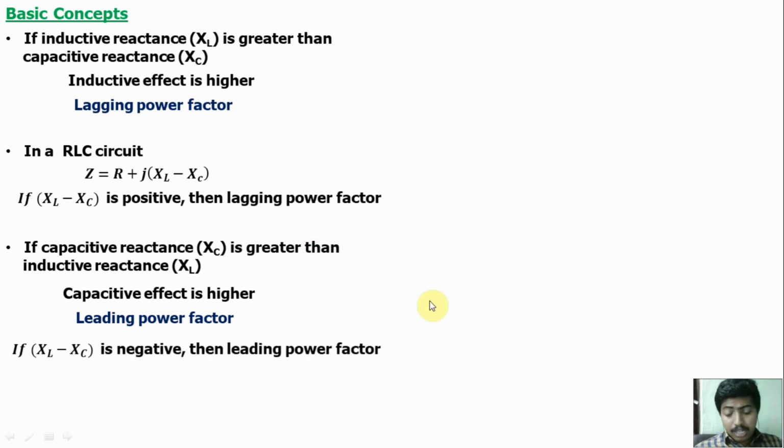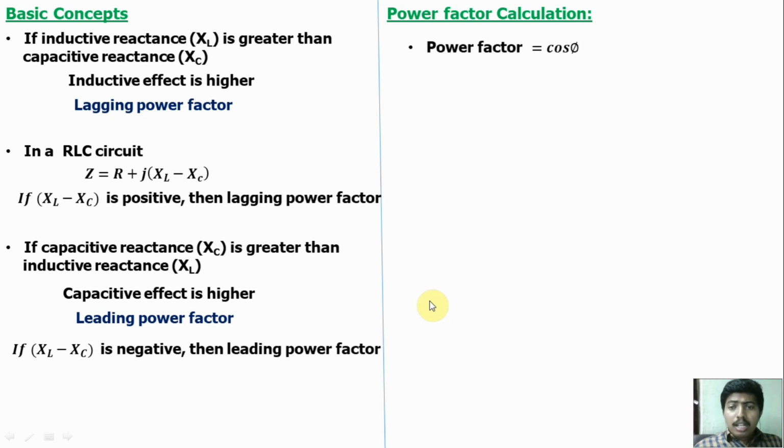Okay. Next point, power factor calculations. We know that power factor is equal to cos phi. If you know the phase angle difference between the voltage and the current, directly we can calculate power factor. If you know the impedance, how to find the power factor?